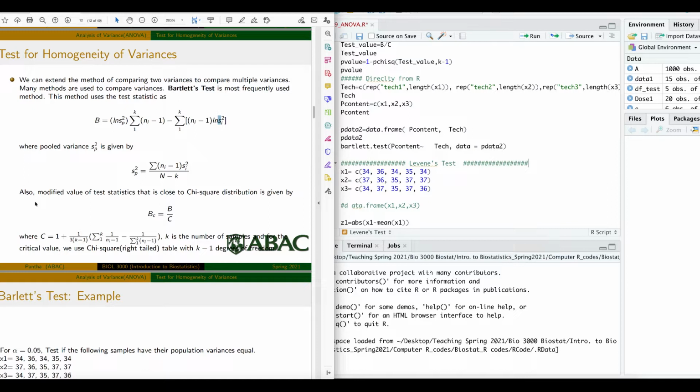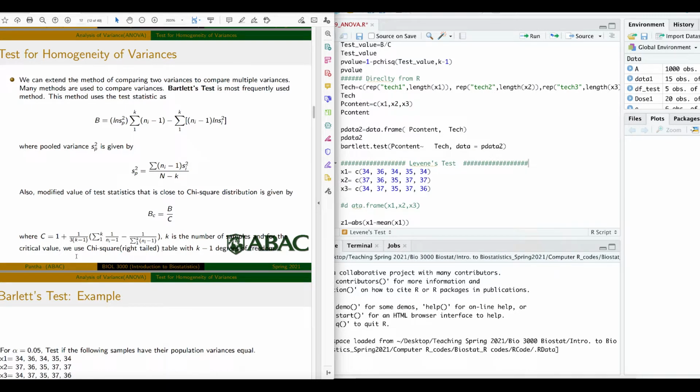There is also a modified value of the test statistic. Instead of B, people also use the test statistic we denote by B_c, which is B over C, where B is that same B, and C is given by 1 plus 1 over 3(k minus 1) times (the summation of 1 over (n_i minus 1) minus 1 over the summation of (n_i minus 1)), which is the same as the total number of data points minus the number of groups or columns, okay? Where k is the number of samples, that is, the number of groups or columns.